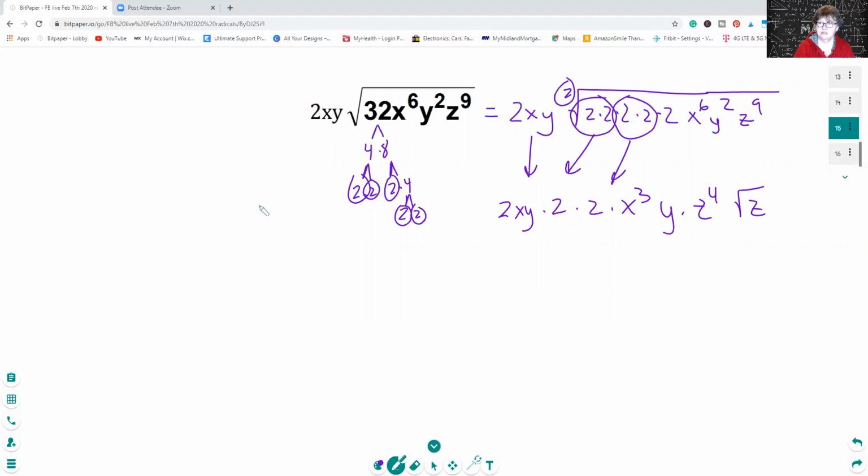On the z to the 9th, let me show you, I would take 9 and divide it by 2. That goes in 4 times. That's where the 4 came from on the outside. Subtract 8 from it. That's 1 left over. That's why I had a z left.